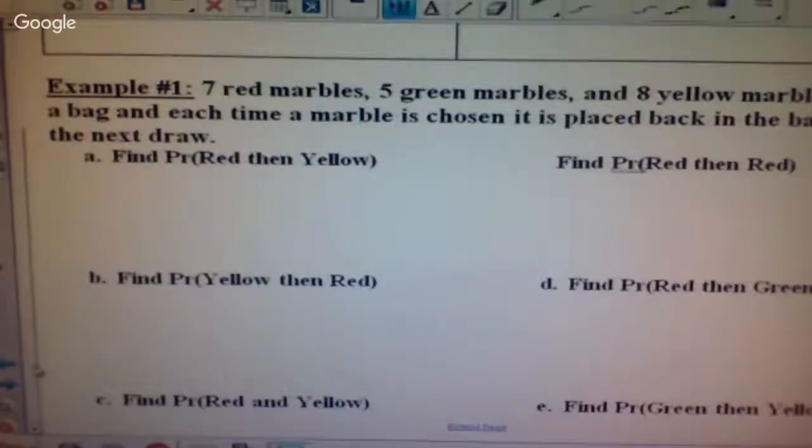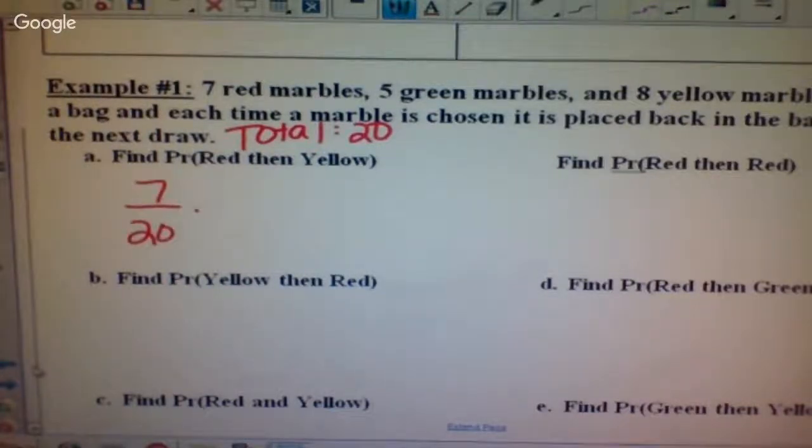I've got 7 red, 5 green, and 8 yellow marbles in a bag. Each time the marble is chosen, it's placed back into the bag for the next draw. So the first thing I need to do is figure out what my bottom number is in this scenario. 20. I've got 20 marbles. So the first step is to figure out your total. Now I want a red marble, then a yellow marble. What's the probability of me getting a red marble? 7 out of 20.